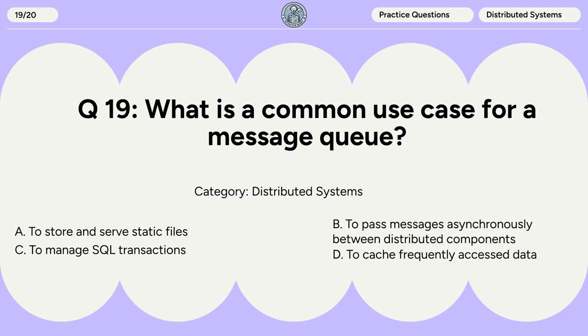Question 19. What is a common use case for a message queue? A. To store and serve static files. B. To pass messages asynchronously between distributed components. C. To manage SQL transactions. D. To cache frequently accessed data.